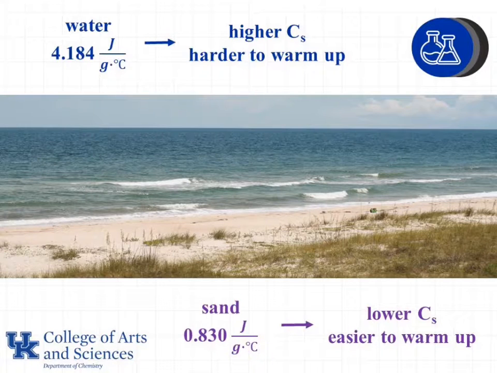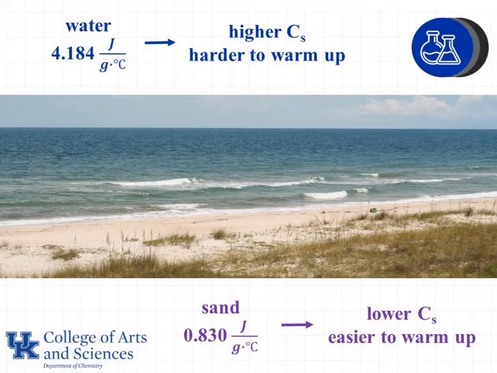Let's look at the specific values for water and sand. For water, we have a specific heat capacity of 4.184 joules per gram degree Celsius. We have a higher specific heat, and that tells us that the substance is going to be harder to warm up. When I look at sand, which has a specific heat capacity of 0.830 joules per gram degree Celsius, we see it has a lower specific heat capacity, and it's easier to warm up.